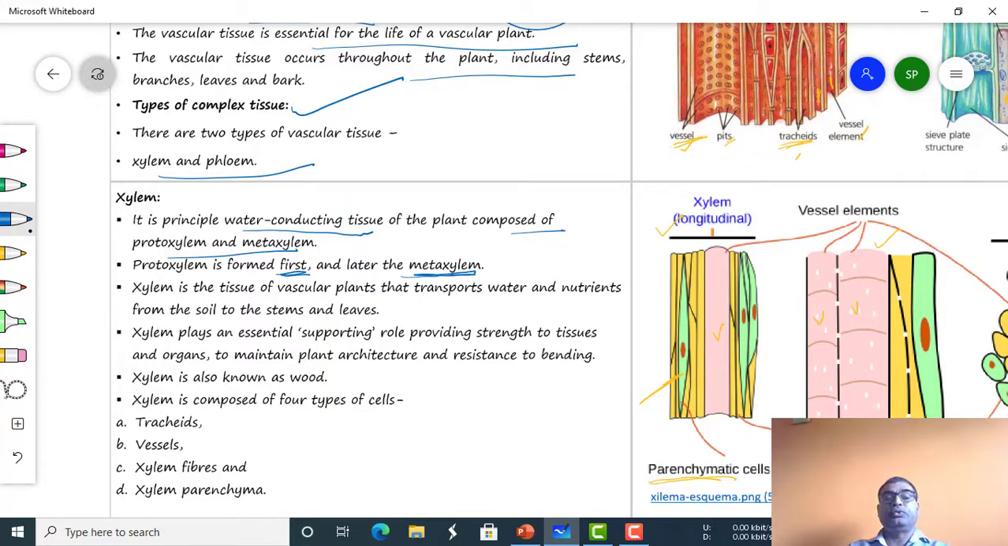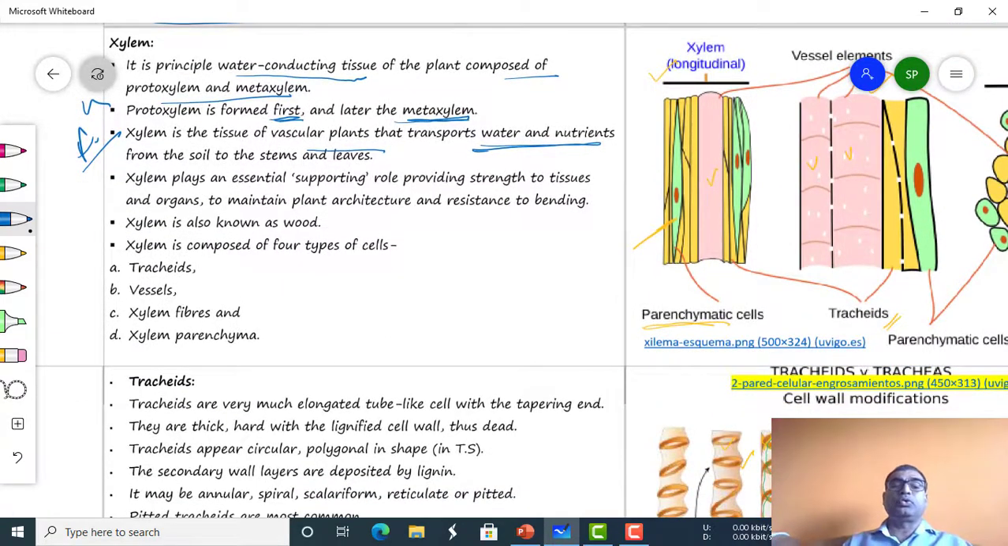Xylem is the tissue of a vascular plant that transports water and nutrients from the soil to the stem and leaves. So this is about the function of xylem. It also plays an essential supporting or anchorage role. So the root system which is present in the plant gives support to the plant.